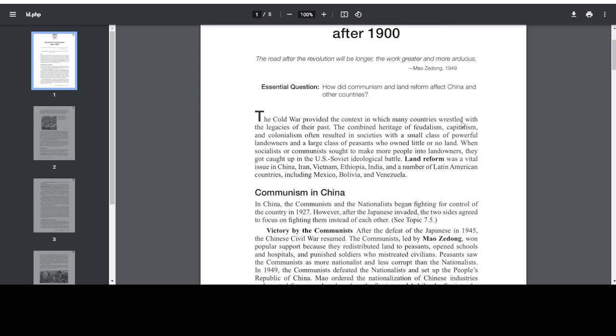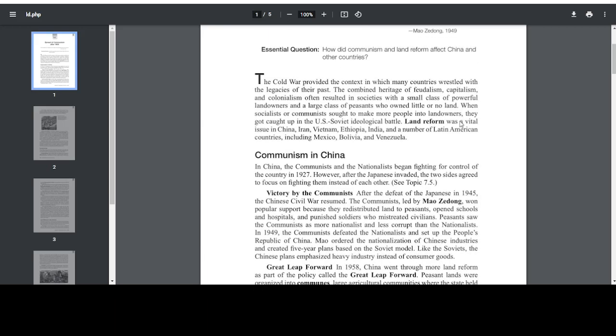The Cold War provided the context in which many countries wrestled with the legacies of their past. The combined heritage of feudalism, capitalism, and colonialism often resulted in societies with a small class of powerful landowners and a large class of peasants who owned little or no land. When socialists or communists sought to make more people into landowners, they got caught up in the US-Soviet ideological battle. Land reform was a vital issue in China, Iran, Vietnam, Ethiopia, India, and a number of Latin American countries, including Mexico, Bolivia, and Venezuela.